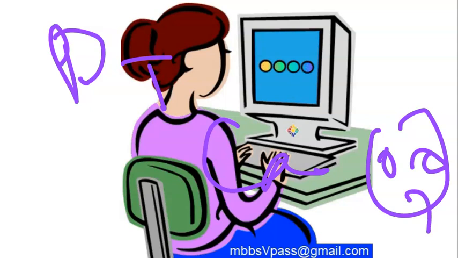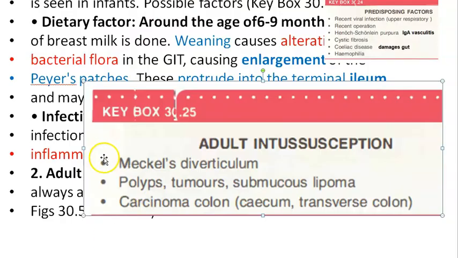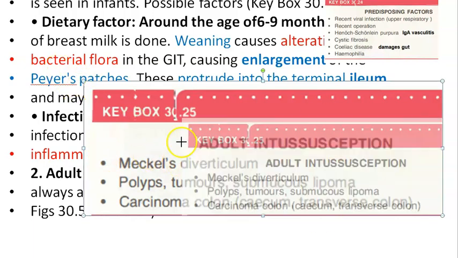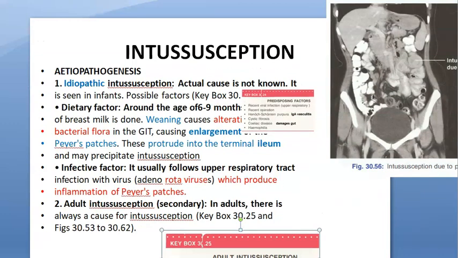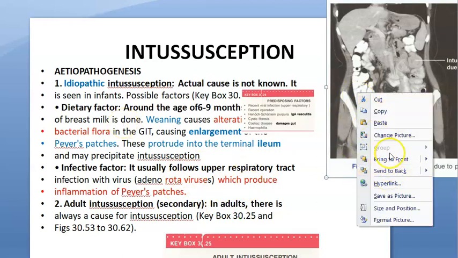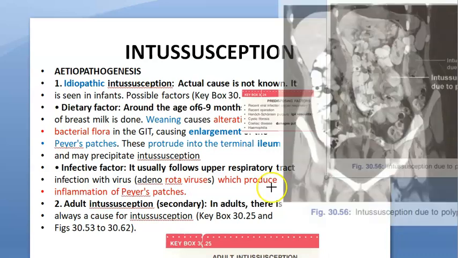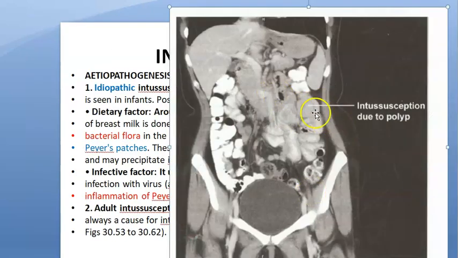What is the other thing? First thing that they said? Meckel's diverticulum. Lipoma. We don't like lipoma either, do we? So this is why there can be adult intussusception. So we have looked at the etiopathogenesis of intussusception. Look at this image here. Let's try to look at it. So they're showing here there's an intussusception because of a polyp. So you can see here how the bowel is looking. It seems to be like this and like this. Intussusception due to polyp looks like this.